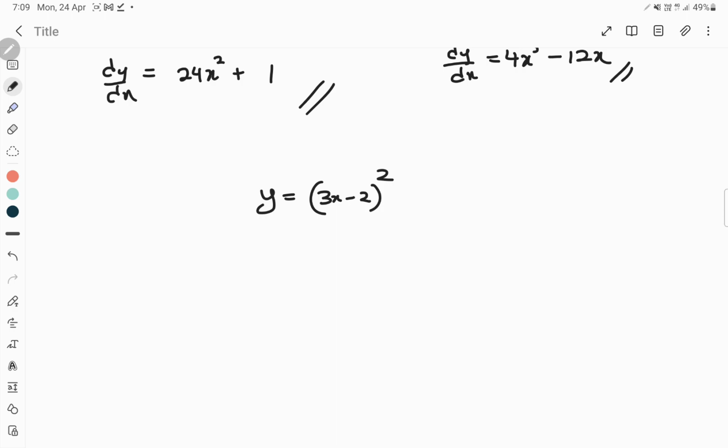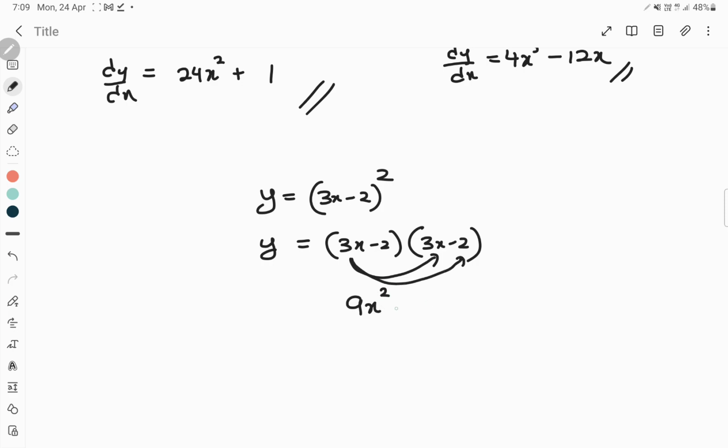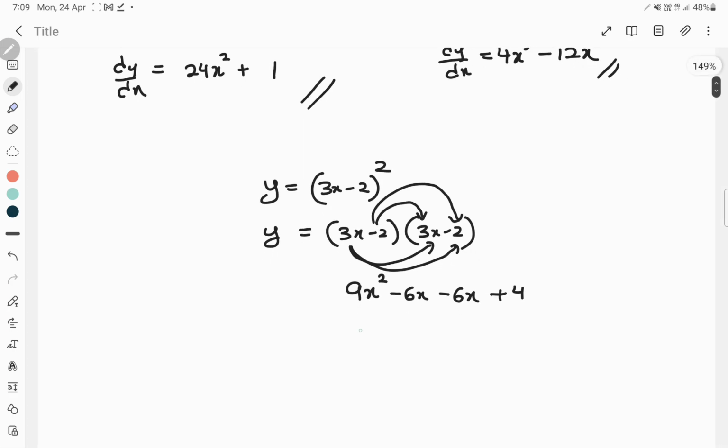Alright, so in this case what you have to do is first expand this. If you expand this, you know that 3x should be multiplied by 3x, so that's going to be 9x squared. And 3x should be multiplied by minus 2, that's going to be minus 6x. Then the minus 2 should be multiplied by 3, so that's going to be minus 6x. Then minus 2 multiplied by minus 2 is plus 4. So 9x squared, these two are going to give you minus 12x, plus 4.